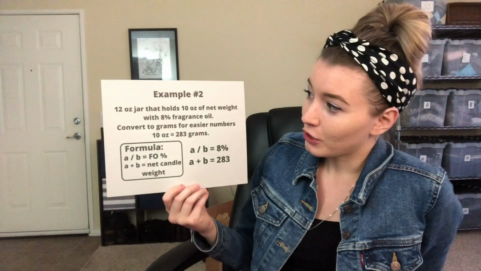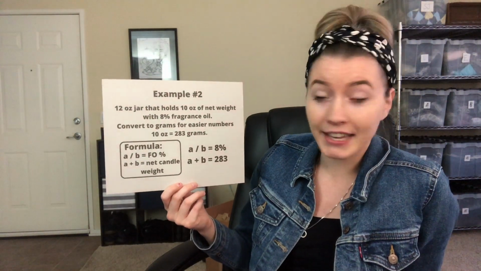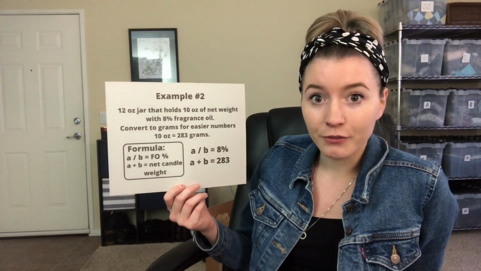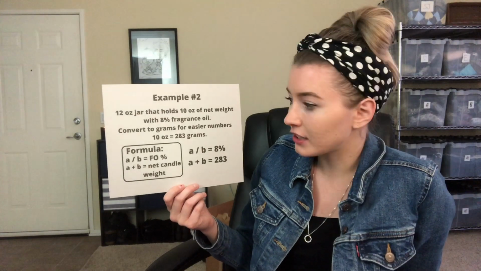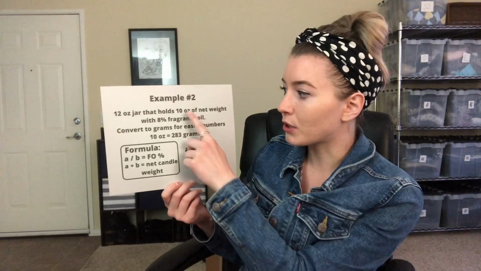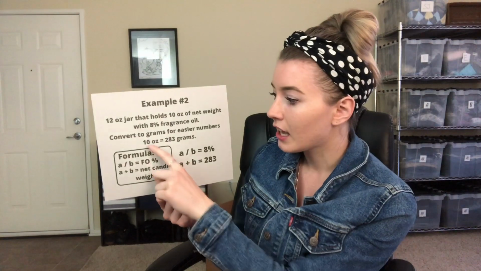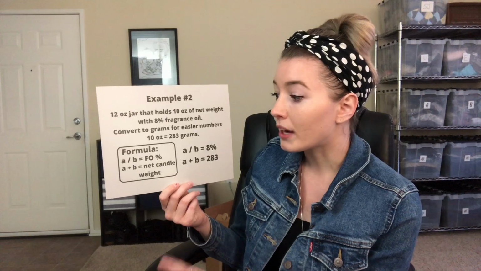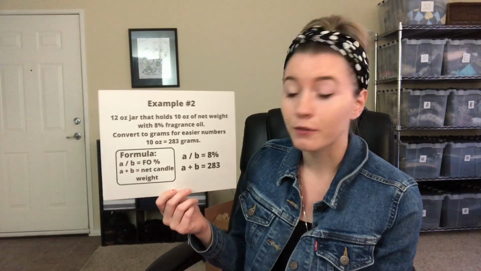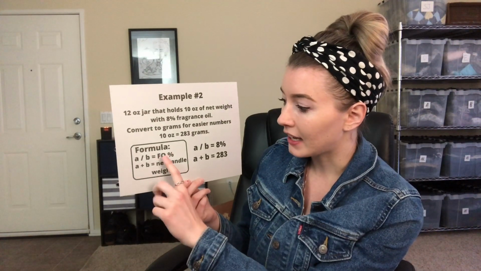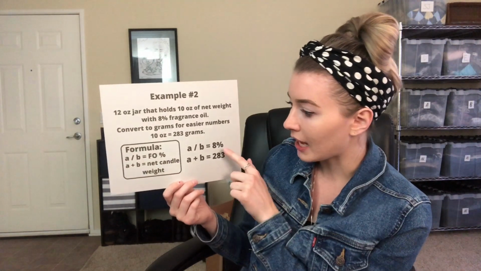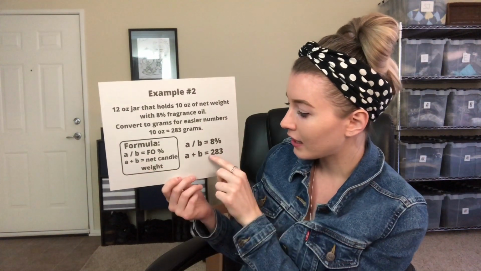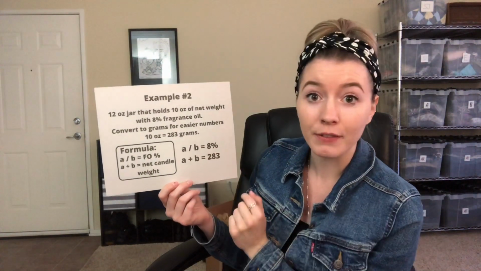Example number 2. You have a 12-ounce jar that holds 10 ounces of net weight of wax. You want to do 8% fragrance oil this time. So we're gonna convert it to grams for easier numbers. So again, we're doing 10 ounces and not 12 ounces. So 10 ounces is the same thing as 283 grams. So again, with the formula, we know what we can plug in first. So we're going to plug it into these areas right here. Fragrance oil percentage, 8%. Net candle weight, 283, and we're just trying to find these numbers.